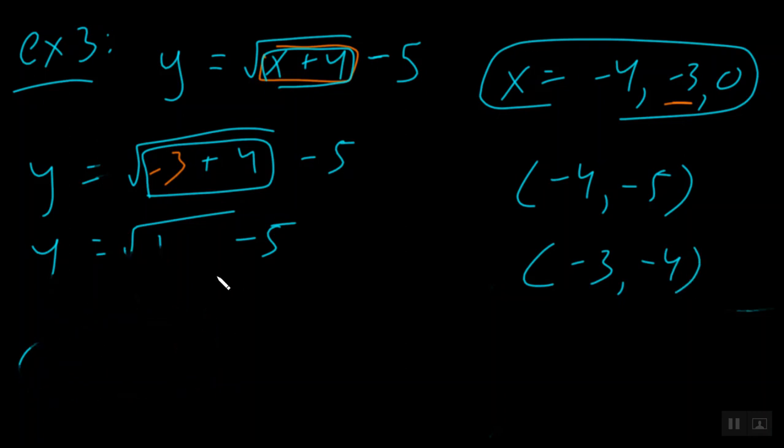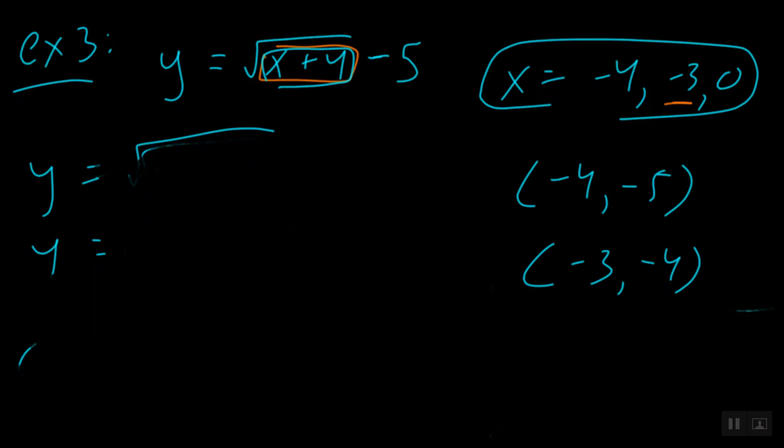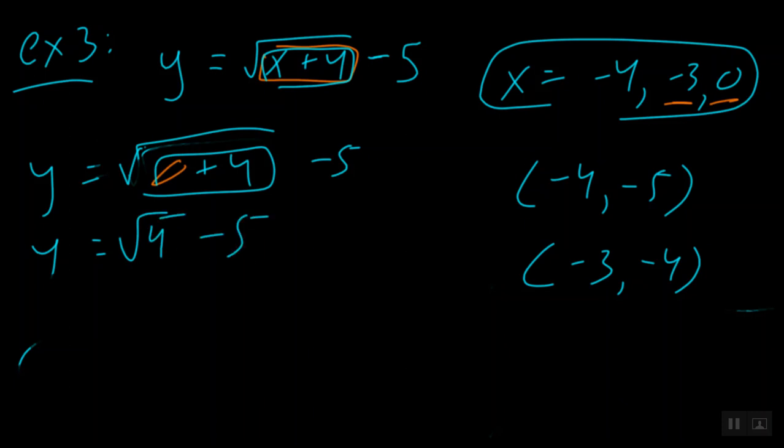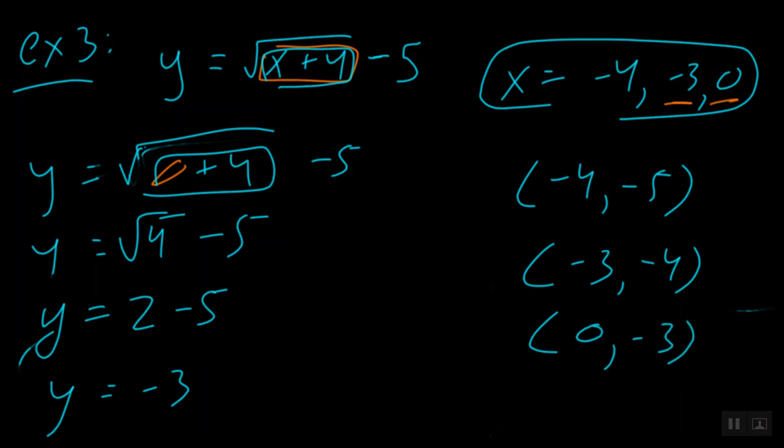And let's go ahead and move on to our last little problem. Okay. Now we'll do the same thing. So I've got the square root of x plus 4, minus 5 on the outside, where now my x value is going to be 0. Okay, so what happens here? Well, 0 plus 4, we have the square root of 4 minus 5. And I know that the square root of 4 is 2, minus 5, and 2 minus 5 is negative 3. So I now have this point, 0 comma negative 3.